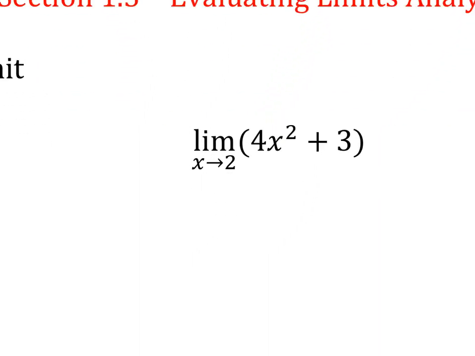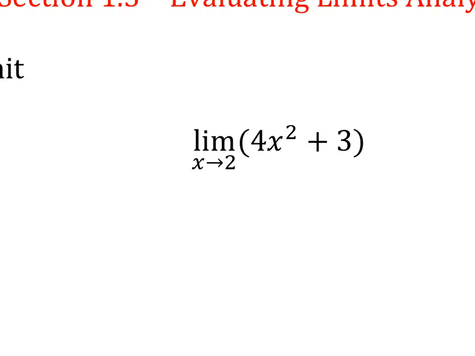Okay, so first let's try to find the limit. It says the limit as x goes to 2 of 4x squared plus 3. Anytime you're trying to find a limit, the first thing you should do is just plug it in. That has to be your number one way of checking a limit. I'm going to teach you a lot of tricks for finding limits when plugging in doesn't work, but plugging it in should be the first thing you do. Only when it doesn't work, then try the tricks.